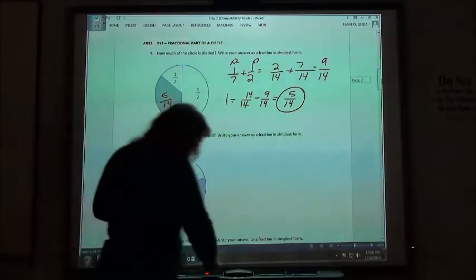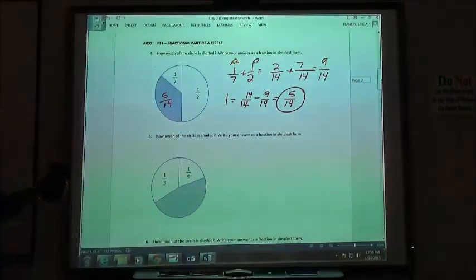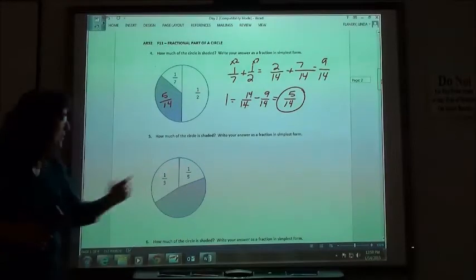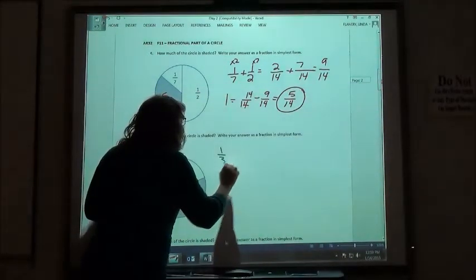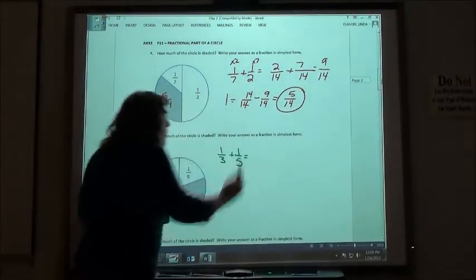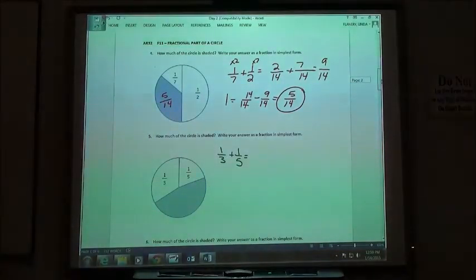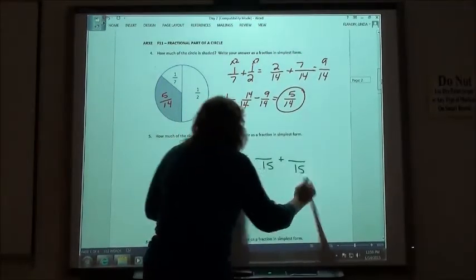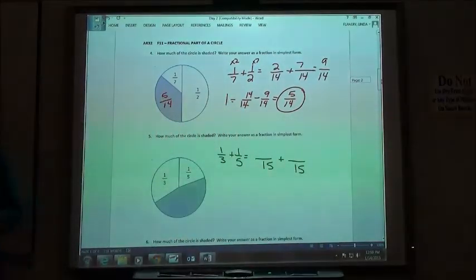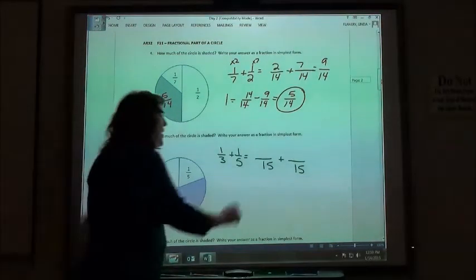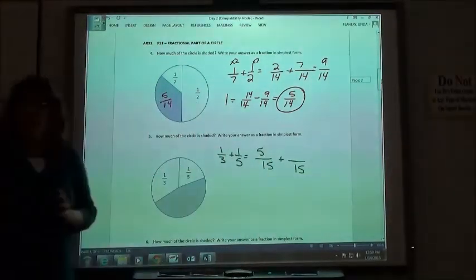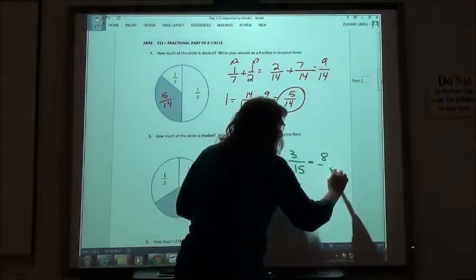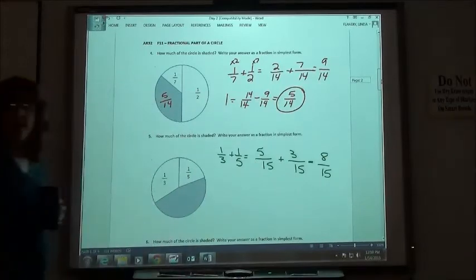So number 5, same kind of problem. I want to find out how much of the circle is shaded. We're first of all going to find out how much is not shaded. So we're going to take 1/3 plus 1/5, and our common denominator would be 15. 1/3 is how many 15ths? 5. 1/5 is how many 15ths? 3. So if I add, 8/15ths is the part in the white.